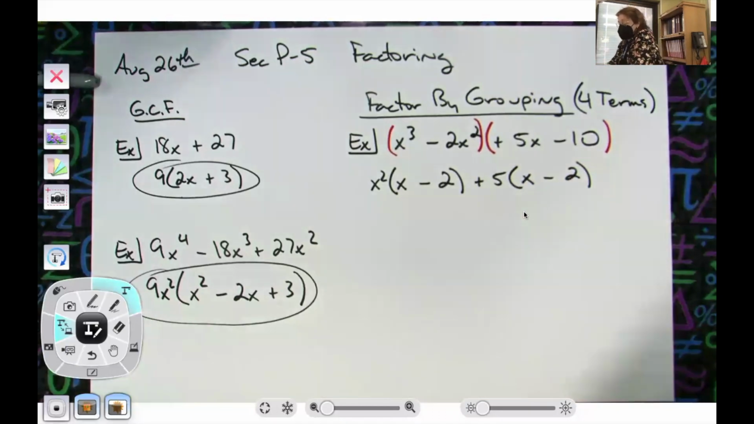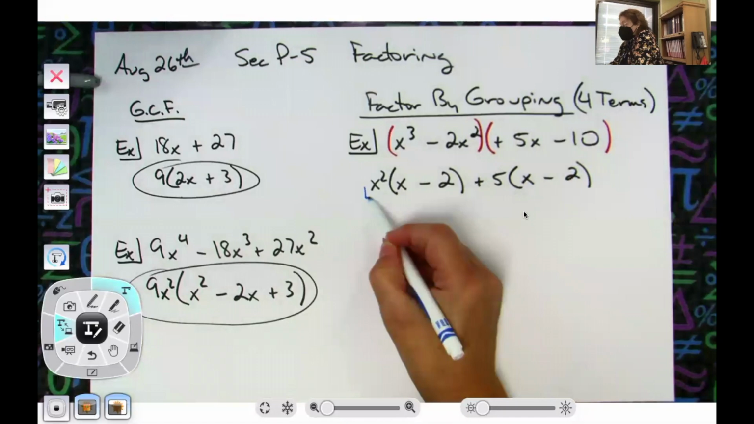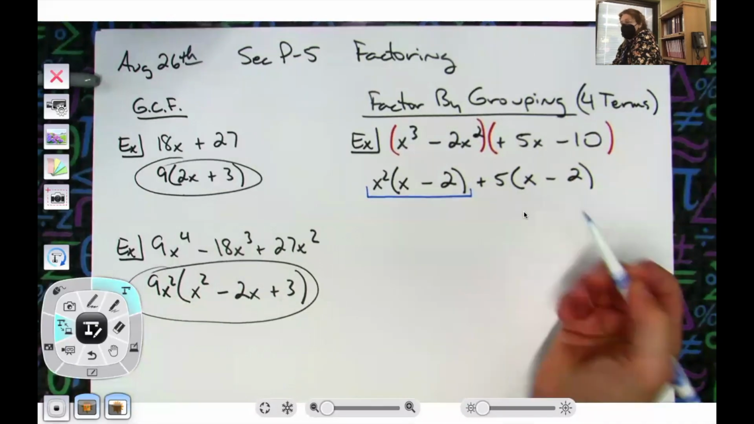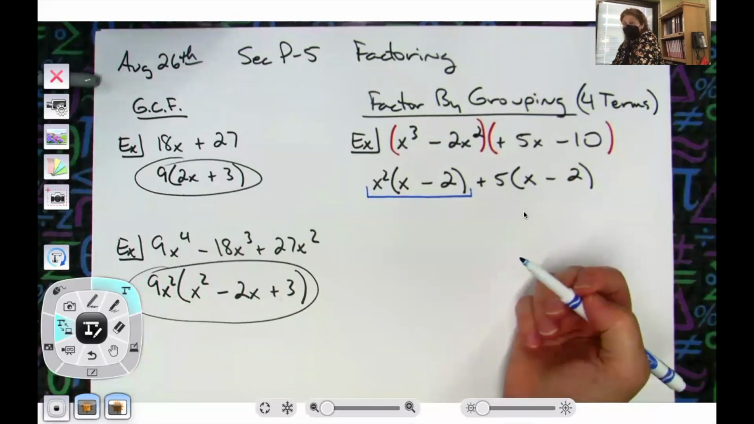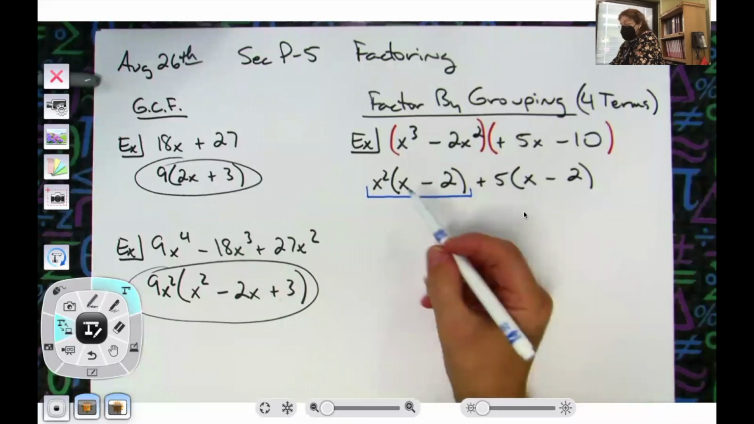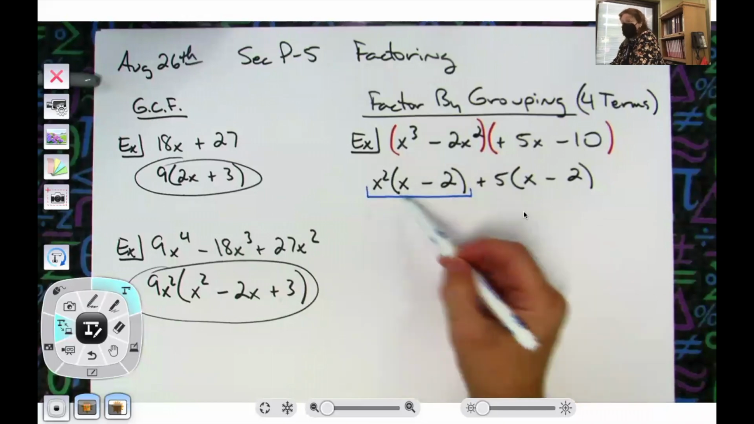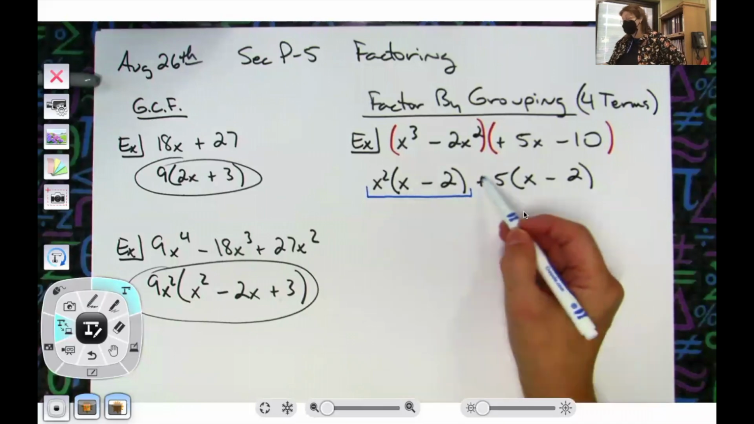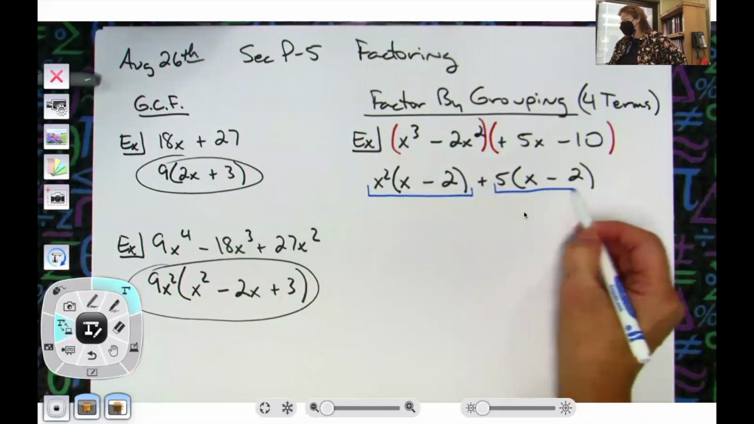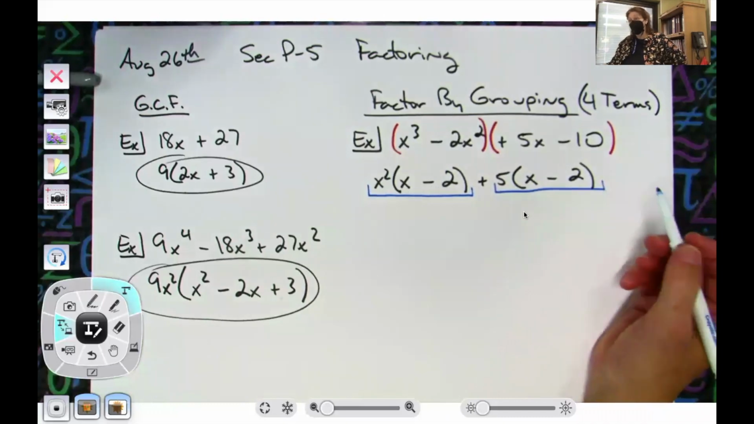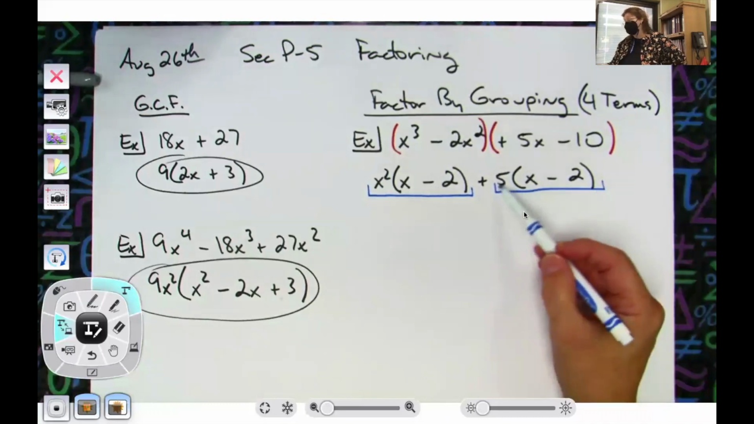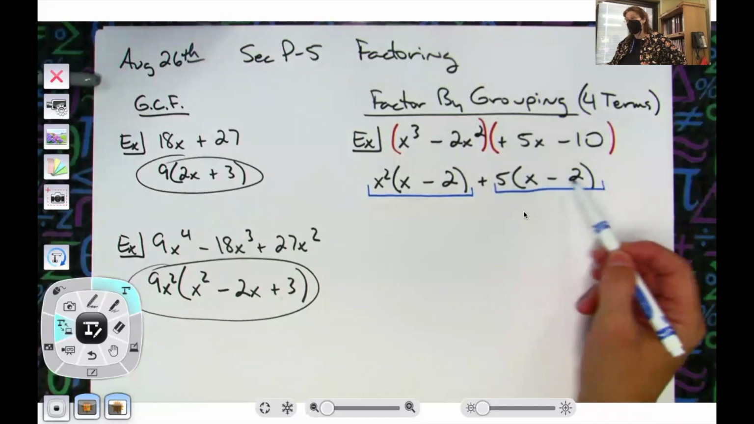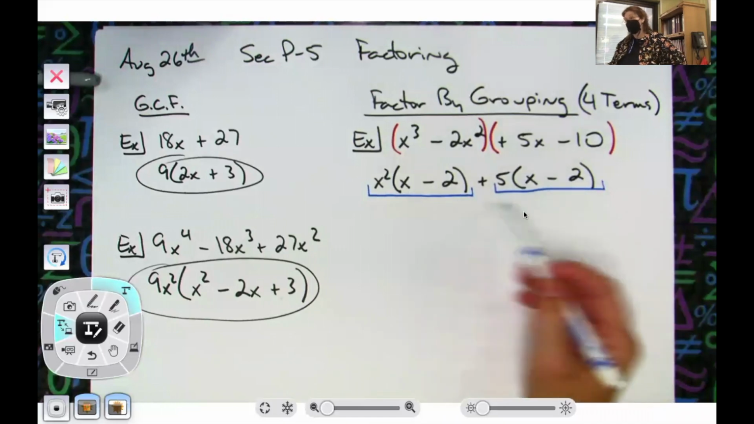This whole thing right there is a term, because everything is being multiplied together. I've got an x squared times this binomial of x minus 2. It is separated by this plus sign, and this is another term because this 5 is being multiplied by this x minus 2 binomial. I have 2 terms right there.